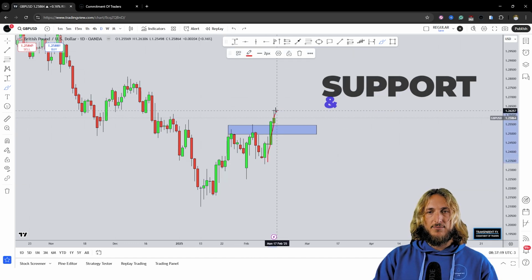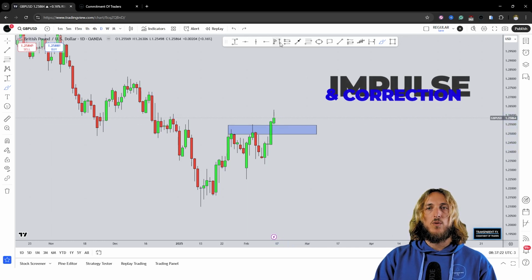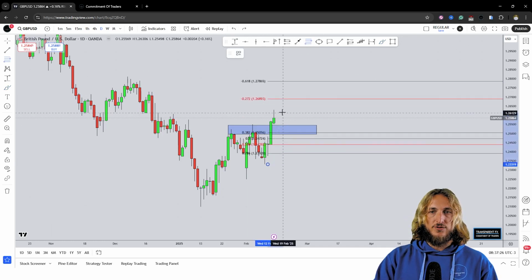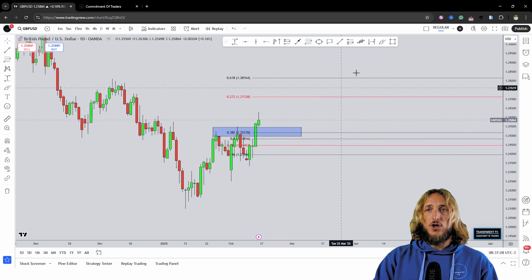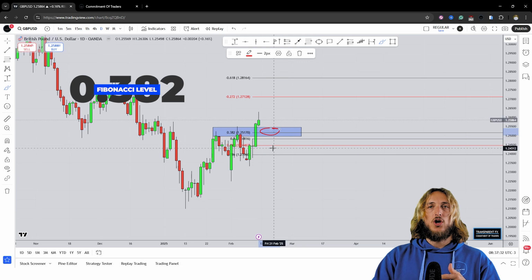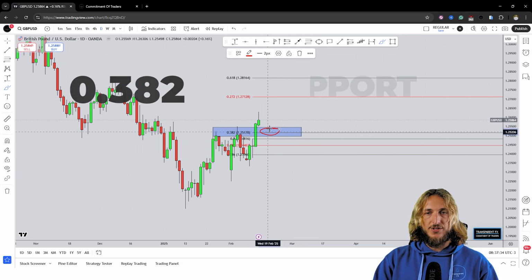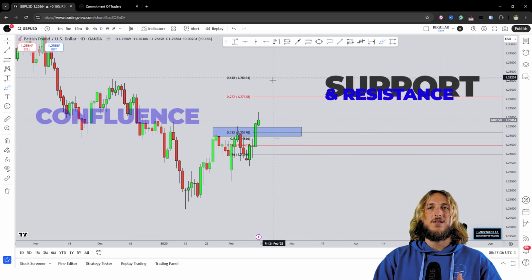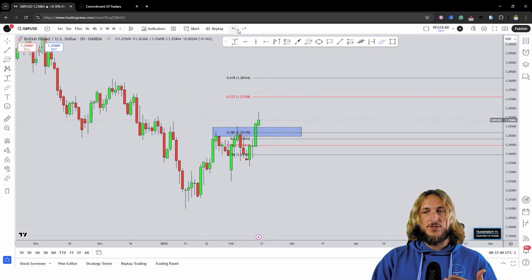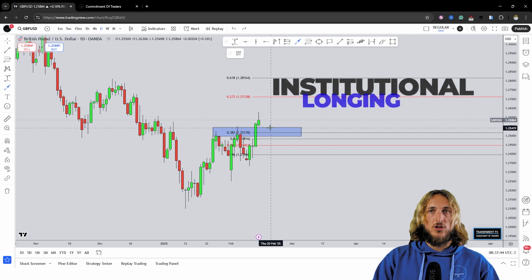Now, since we have an impulse and now the start of a correction, if we want to measure the correction after the impulse, we have to take our Fibonacci from the low to the high of the impulse leg, which shows us how we have a perfect 0.32 retracement, which is lining up with the previous resistance turned support, therefore creating a confluence of support at this area. And when there is a confluence of support zone, there is an increased probability of seeing institutional longing inside of the area.